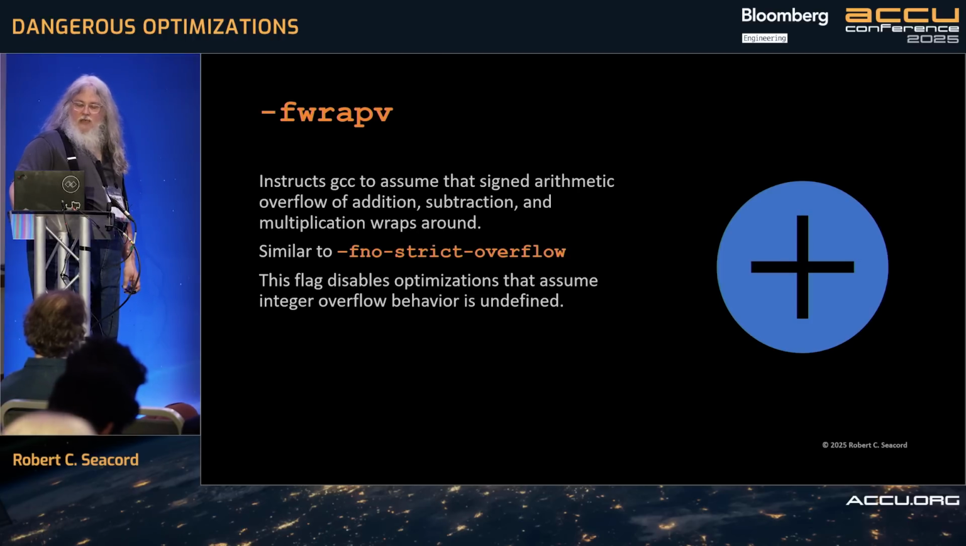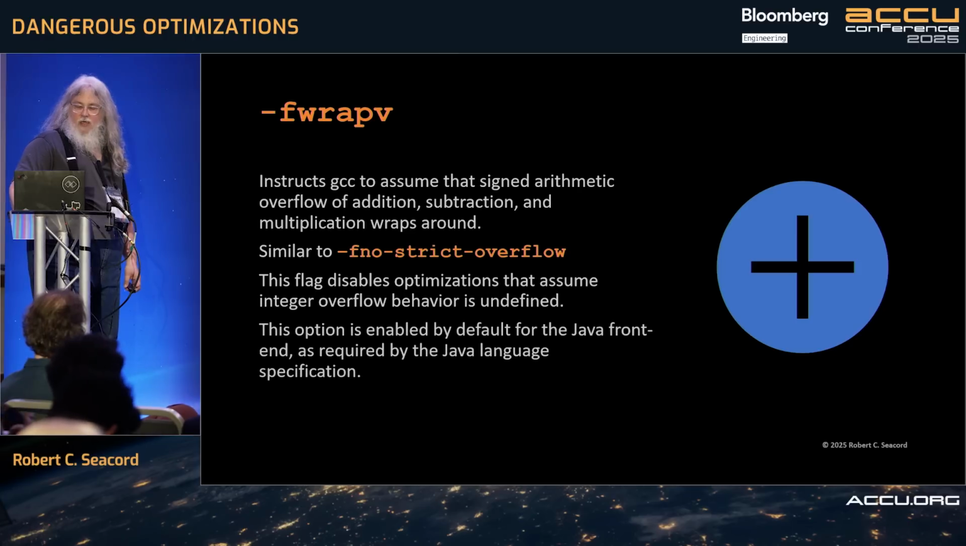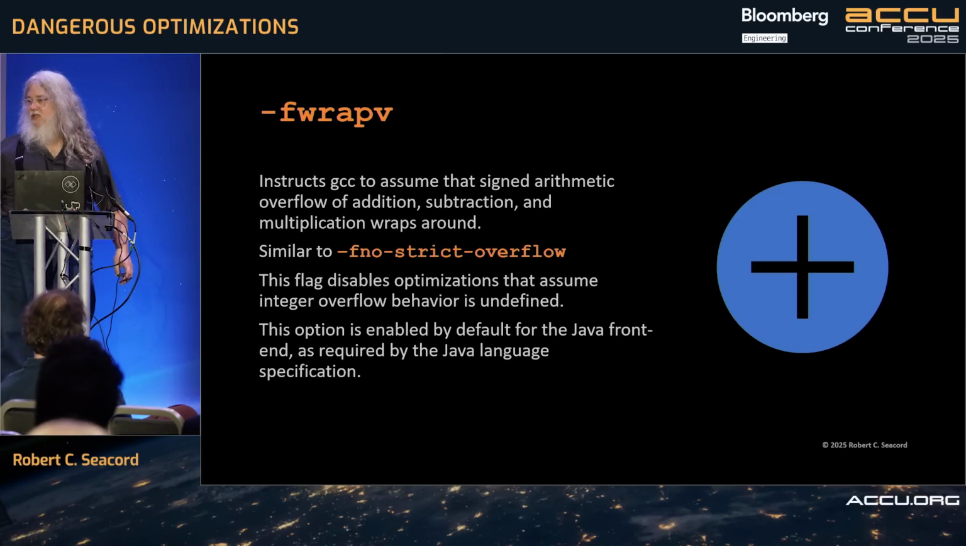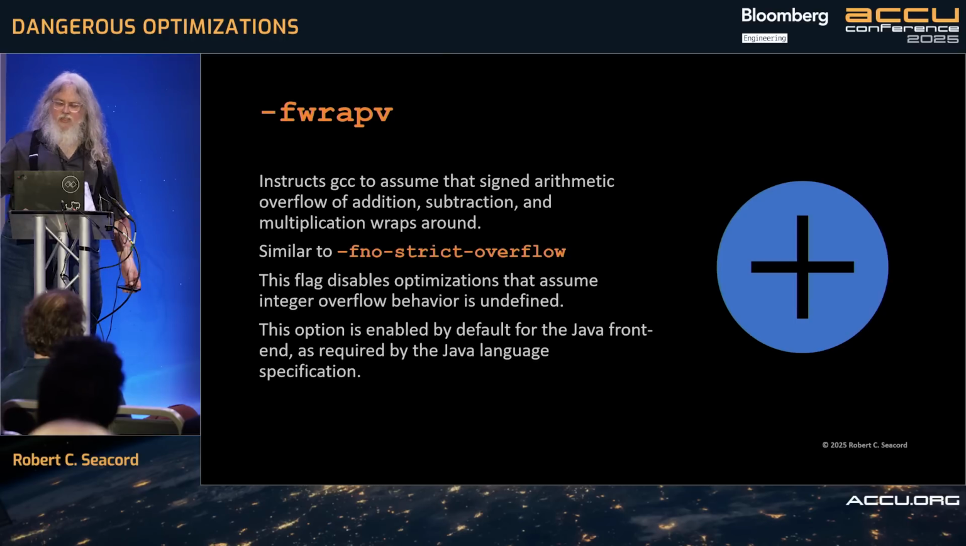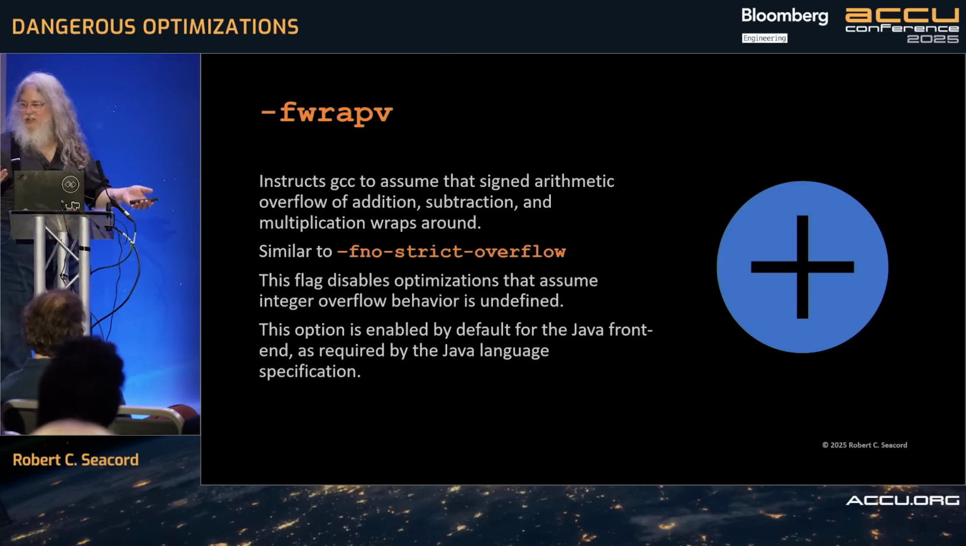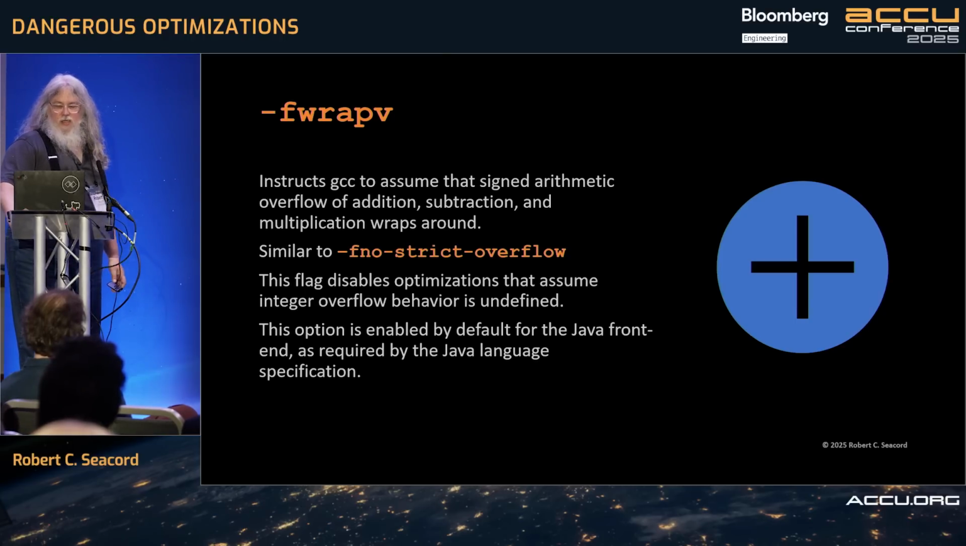This flag disables optimizations that assume integer overflow behaviors are undefined. So this was enabled, for example, for the Java front end, which doesn't have UB on signed integer overflow. They say signed integer overflow wraps around. There is no longer a Java front end for GCC, but when there was one, it did this.